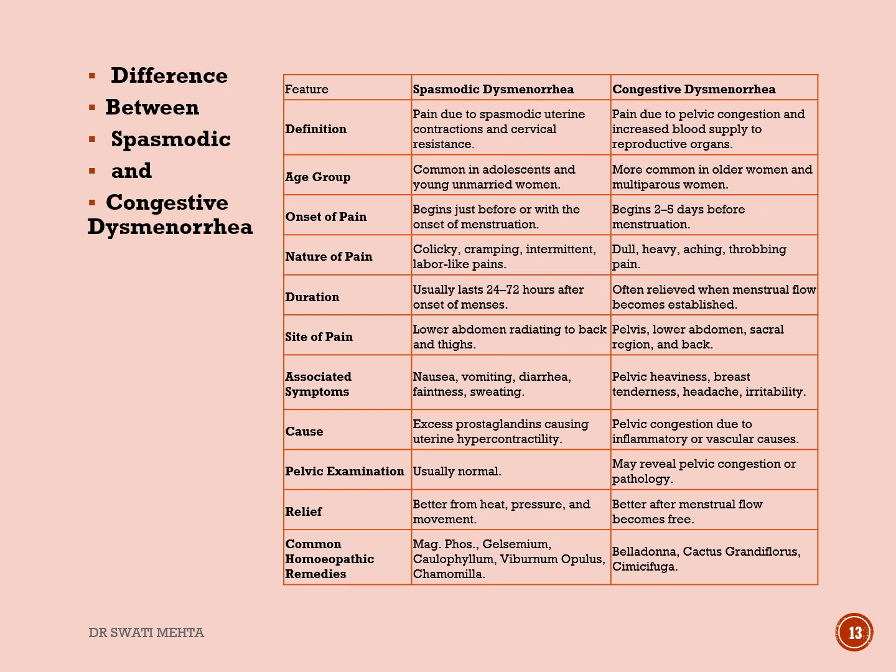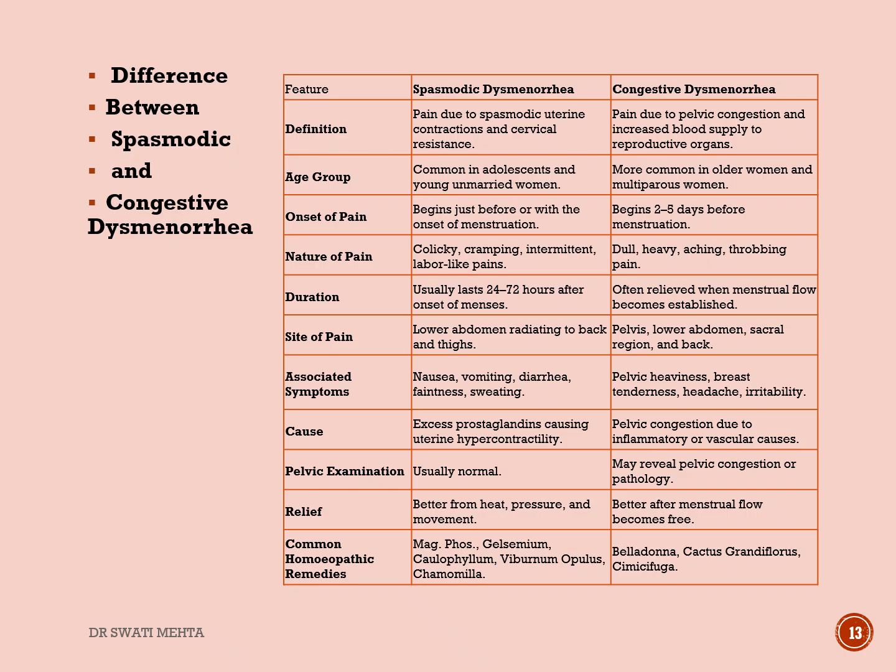underlying pelvic pathology. The pain begins several days before menstruation and is typically dull, heavy, aching, or throbbing in character. It is felt in the pelvis, lower abdomen, and lower back. Unlike spasmodic dysmenorrhea, the pain often improves once the menstrual flow becomes fully established.